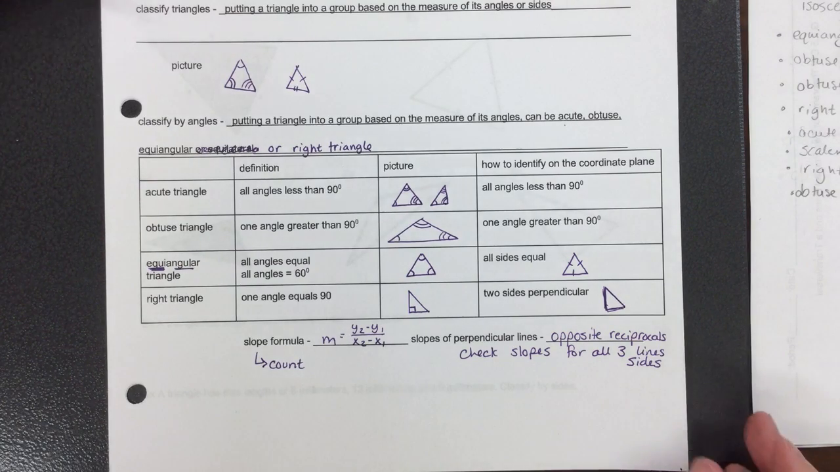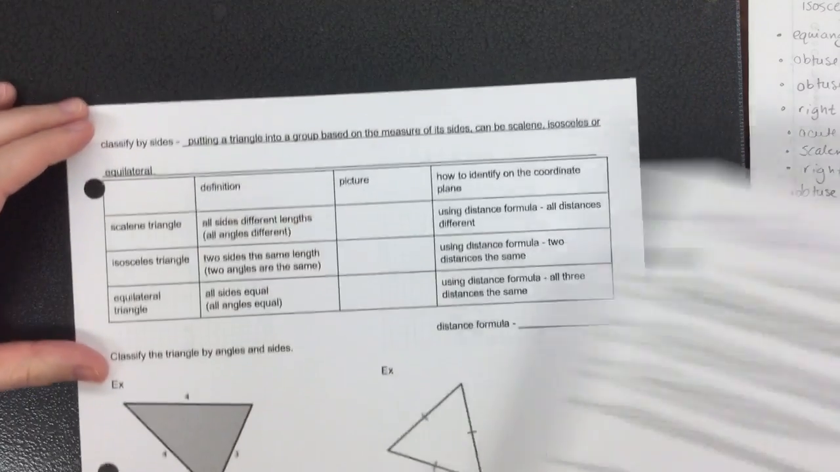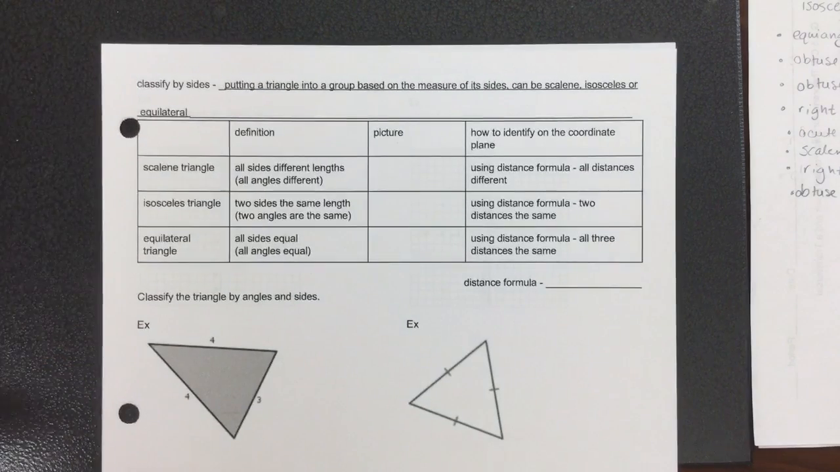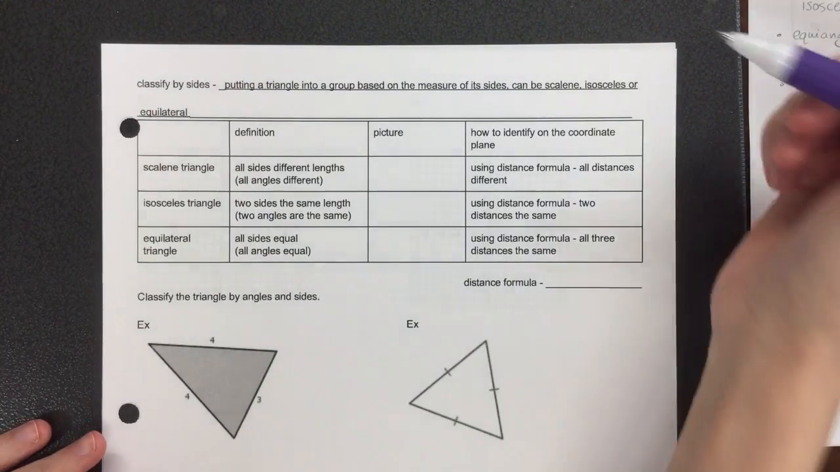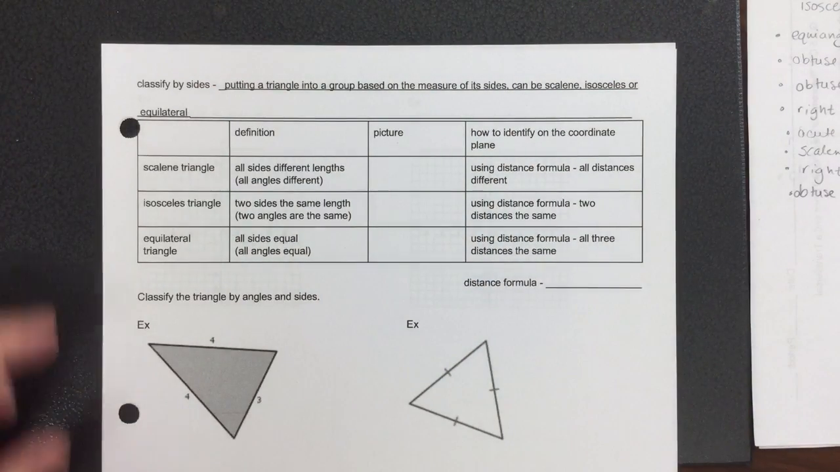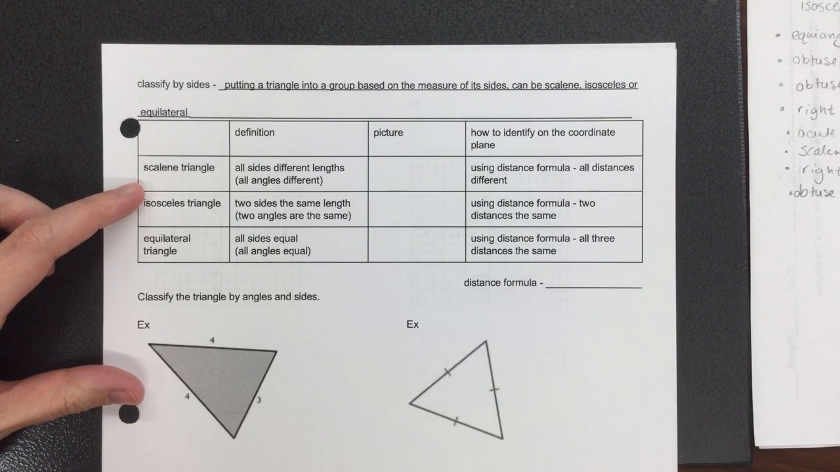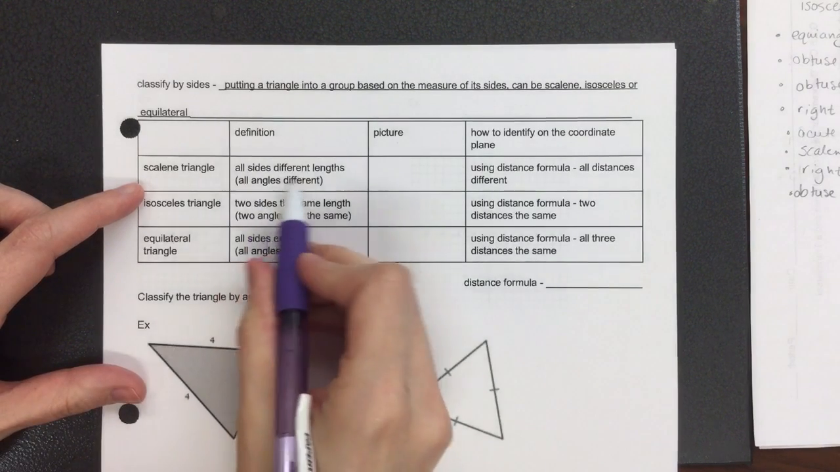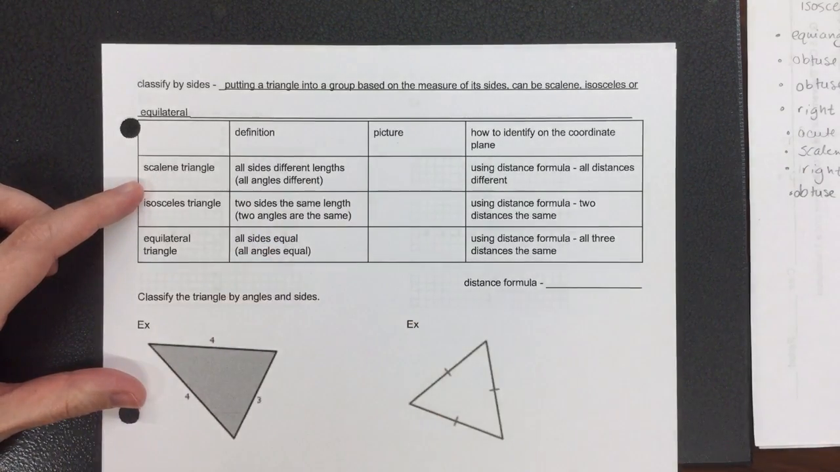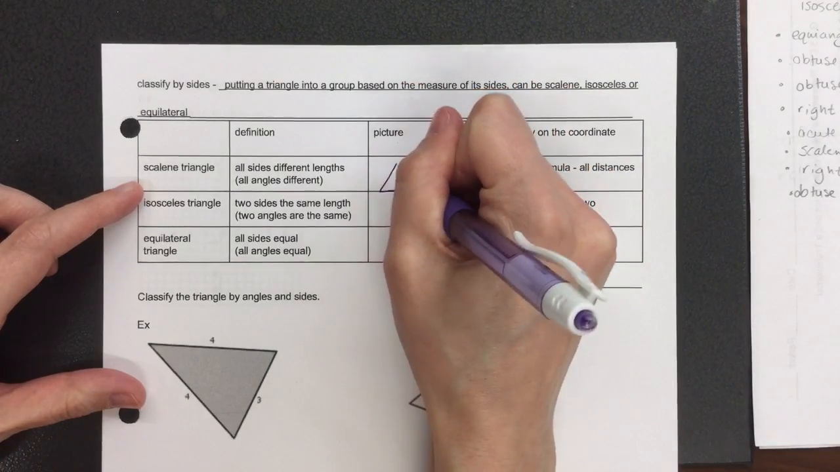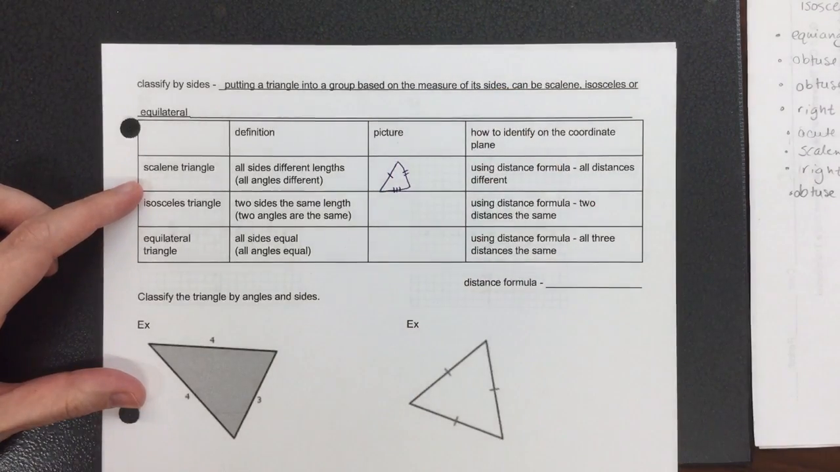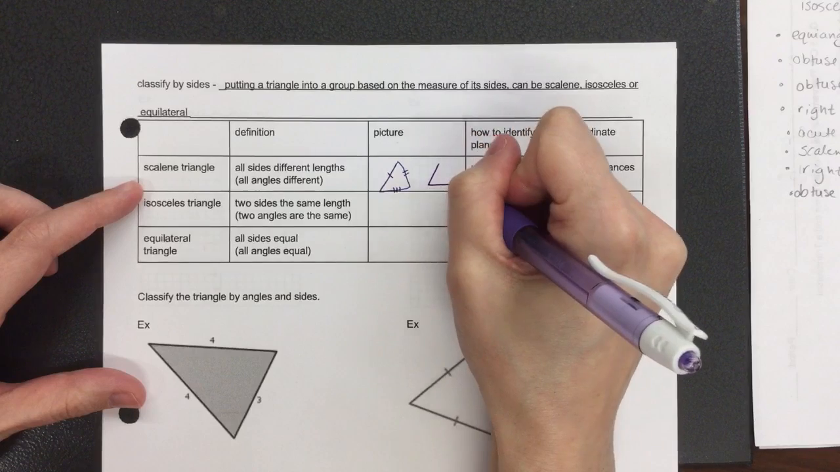So that's what you do to classify by angles. Looking at classifying by sides, you're going to put the triangle into a group or give it a name based on the measure of its sides. And they can be scalene, isosceles, or equilateral. When you're looking at a scalene triangle, in a picture, all the sides are going to be different lengths. And another hint will be all angles are different. So in a picture, they'd give 1 tick mark, 2 tick marks, and then 3 tick marks. And that's how you tell, or they could give you side measures.